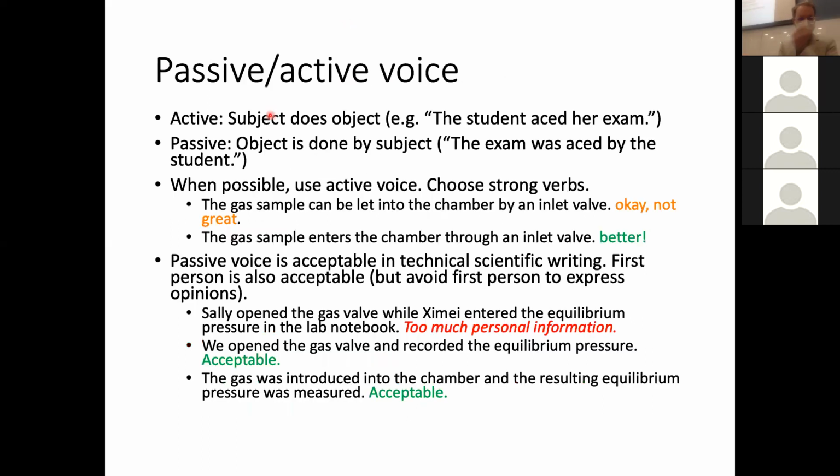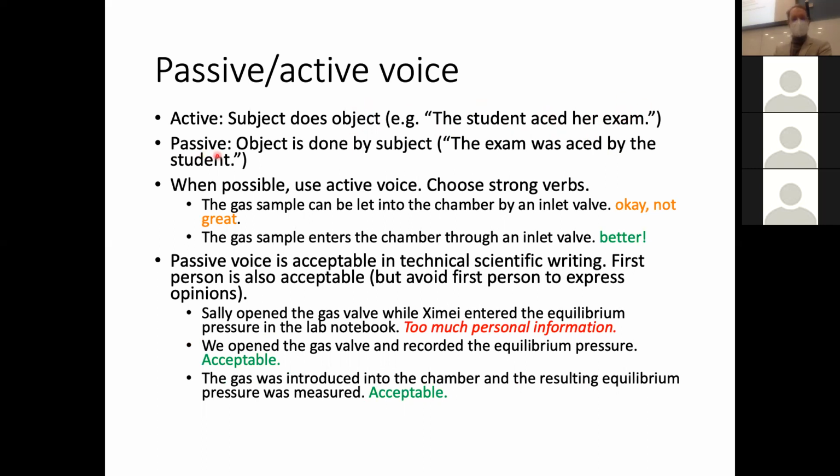Okay. Another topic that comes up in scientific writing is the use of the passive versus the active voice. So there is a preference in modern writing to use the active voice as much as possible, especially in the humanities fields. This is very, very strongly preferred. So what do I mean by active versus passive? So an active sentence is when you have a subject and it does a certain verb to the object, right? So for example, the student aced her exam. The subject is the student, the verb is to ace, and the object is the exam.